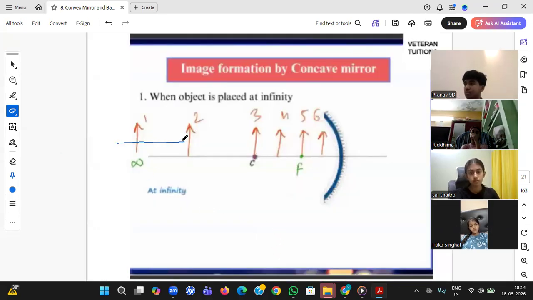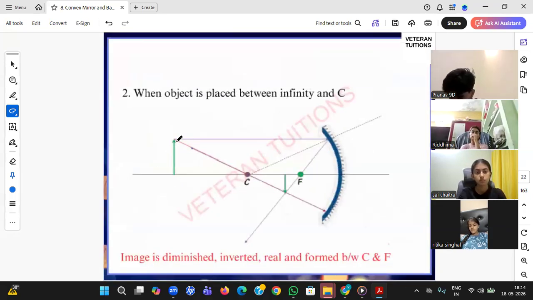Now let me give my object between infinity and C. This is my object. Again, here also you can consider any ray. Let me consider the parallel ray. After hitting, it reflects, but it should go to the focus. Let me consider another ray, ray number 3. Whenever it is going through the center of curvature, it will reflect back. So where is the intersection happening? Here.